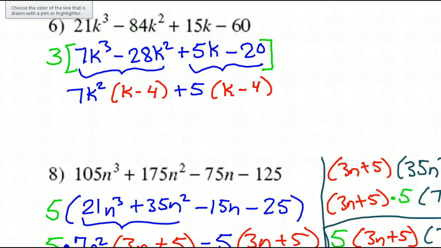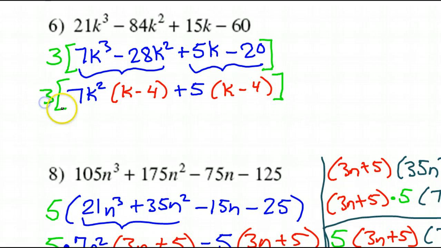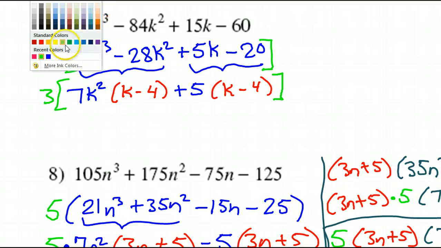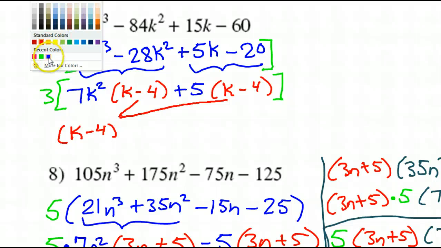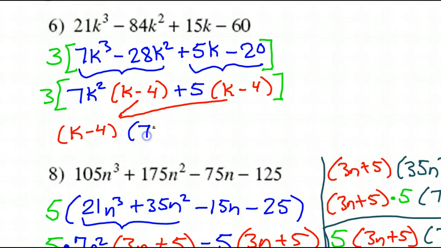Before I do anything else, once again, that 3 that we pulled out is still there, hanging out. Don't forget about it. But anyway, back to the inside stuff. Just like we always do, we're going to pull out this common factor and put it out front. So I've got this k minus 4 that is a GCF that gets pulled out front. Now the blue part is the part that's going to be left behind. So I'm going to have 7k squared plus 5 left behind.